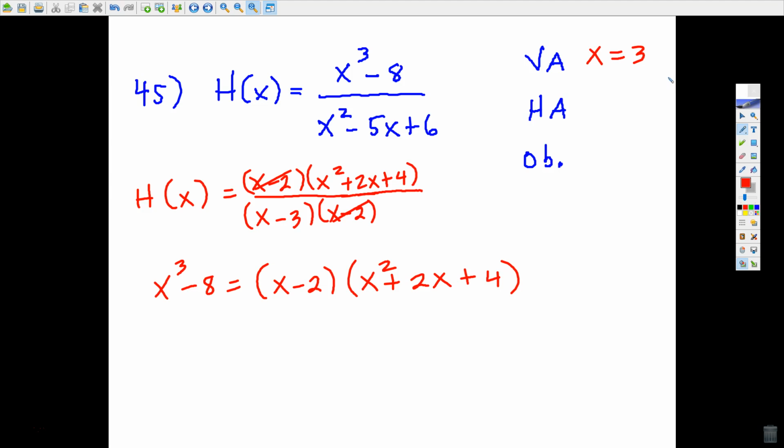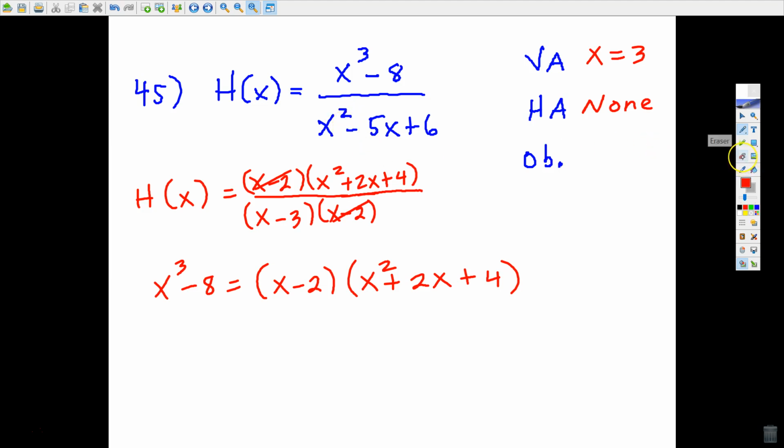Do I have a horizontal asymptote? Look back on your previous slide. How come? I see some people say no. Why do we not have a horizontal? The numerator degree is greater than the denominator degree. Okay, do I have an oblique? I do, because the numerator degree is 1 more than the denominator degree.